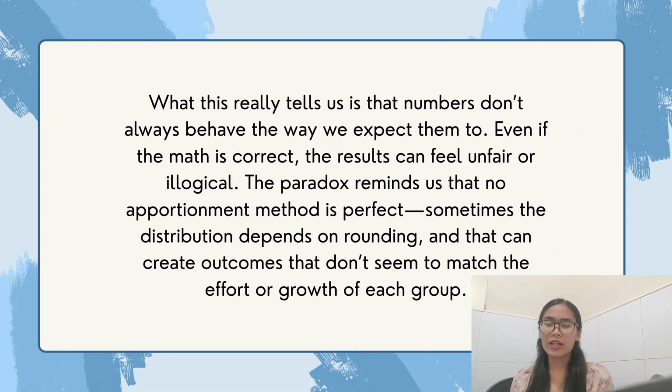What this really tells us is that numbers don't always behave the way we expect them to. Even if the math is correct, the results can feel unfair or illogical. The paradox reminds us that no apportionment method is perfect. Sometimes the distribution depends on rounding, and that can create outcomes that don't seem to match the effort or growth of each group.